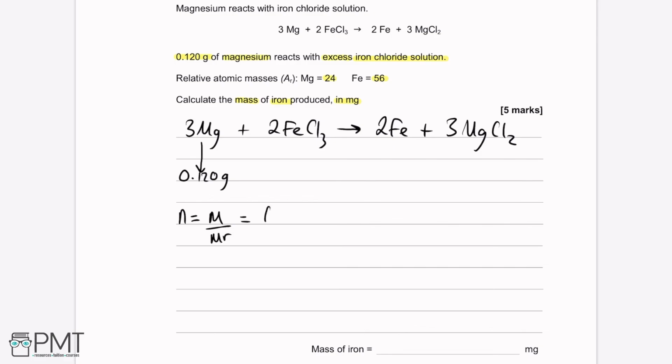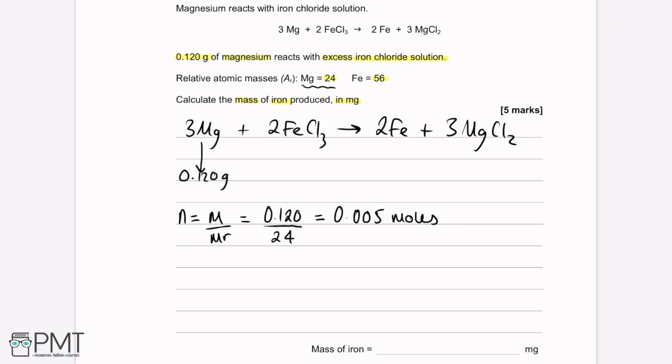Now I can find the moles of magnesium using moles equals mass over Mr. The mass we know is 0.12, and the Mr, we can use the relative atomic mass of 24. Now typing that in your calculator will give you a value of 0.005 moles. Okay, so that is the moles of magnesium.